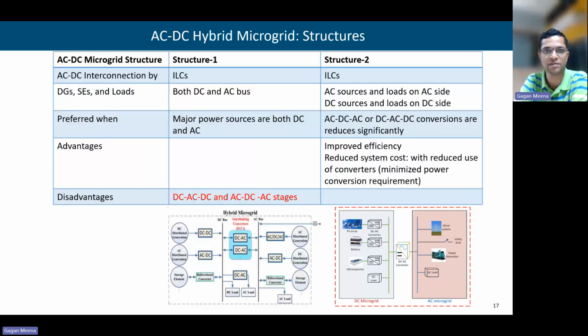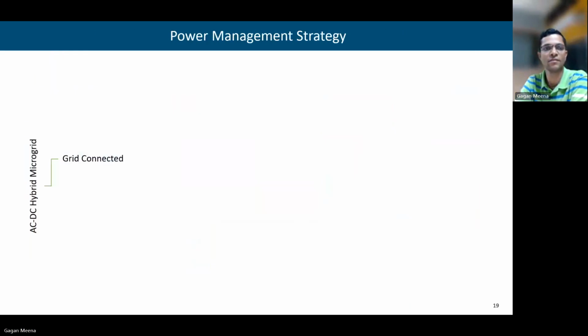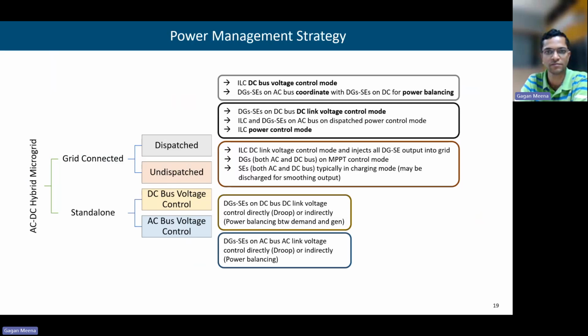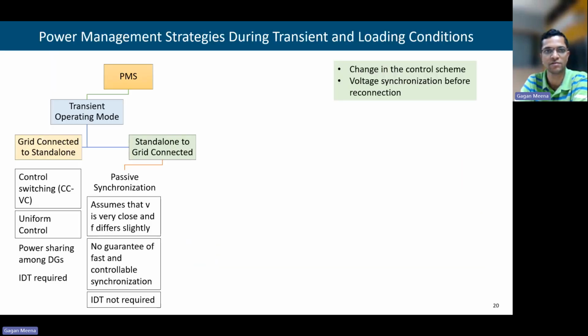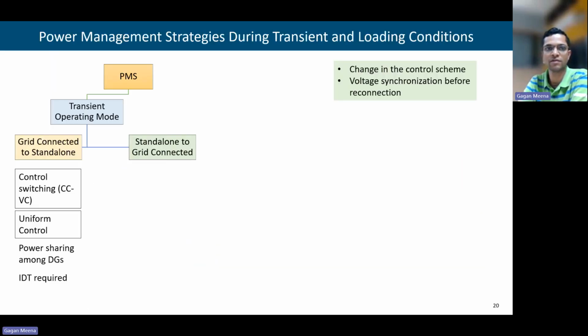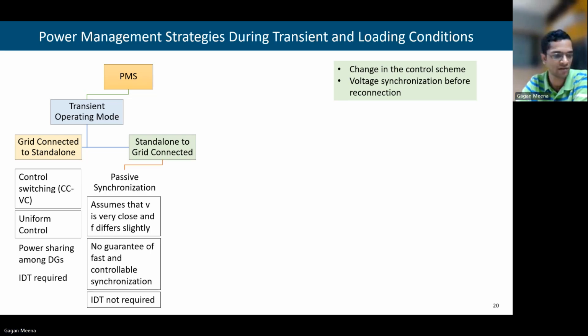We were at this point here. So we were here in standalone to grid. We need to change the control scheme and we need voltage synchronization before reconnection. There are two methods: one is passive synchronization and one is active synchronization.